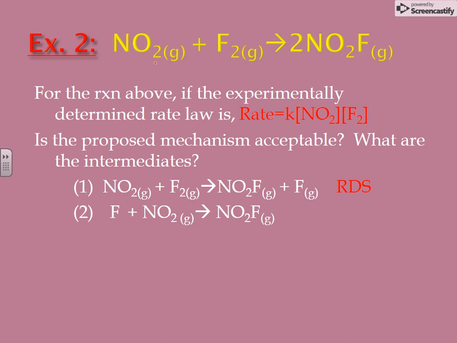Here we have nitrogen dioxide plus fluorine gas forming two NO2Fs. So we have two fluorines here, two nitrogens, and 4 oxygens. So it looks like this is not balanced. Let's put a 2 here. That gives you 2 Ns, 4 oxygens, 2 fluorines, and 2 fluorines. So 2, 1, 2. There's your balanced equation.